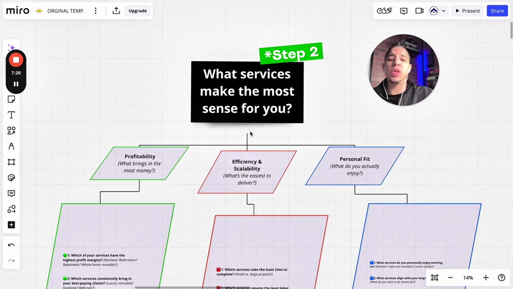Second thing, step 2, what service makes the most sense for you, right? Dude, I don't want to be out here painting freaking 90 square foot offices or rooms or closets for the rest of my life.